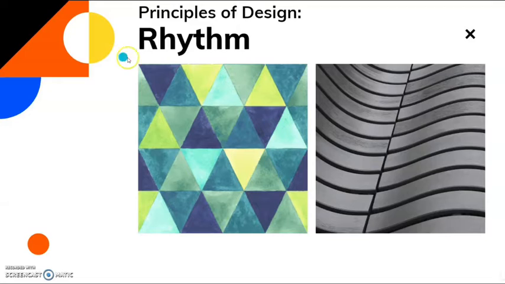Rhythm is another principle of design. It is very similar to pattern because shapes, lines, and colors are repeated. However, the combination or repetition of the elements does not have to be in a certain order. Notice that these triangles are used all throughout. However, there is no pattern to the color. This is rhythm.